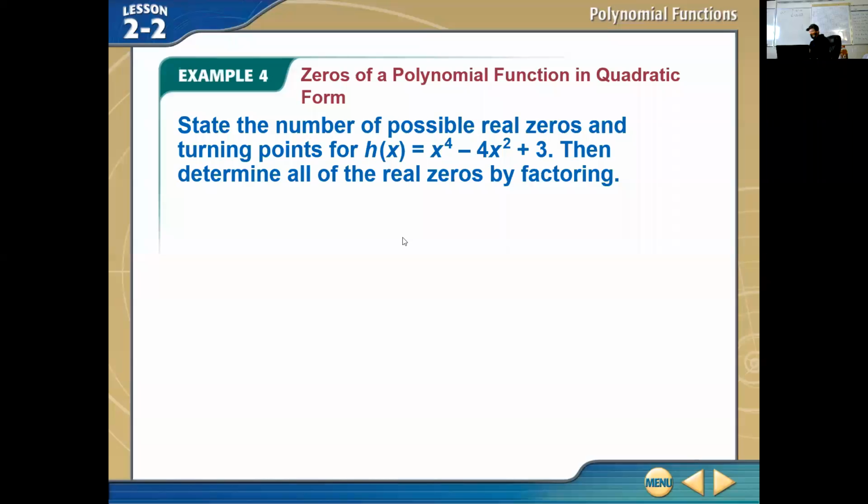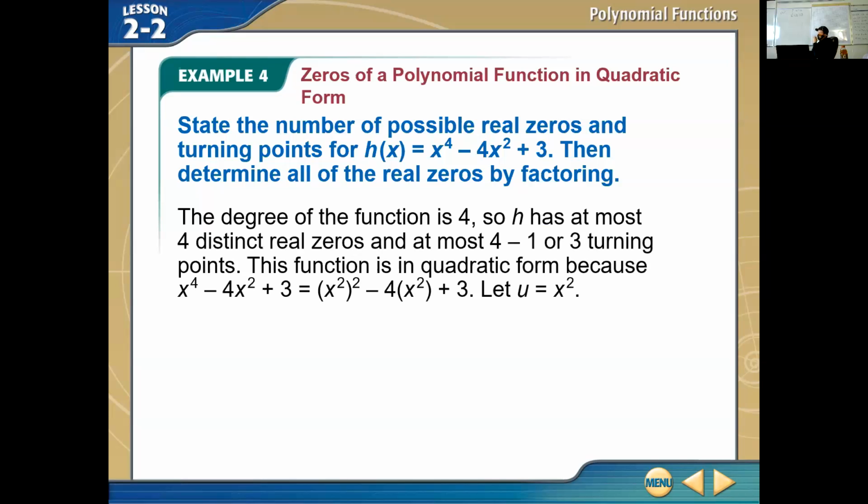So here's the next one. I'm going to let the book walk you through this because I'm running out of time again. So state the number of possible real zeros and turning points for h of x, which is equal to x to the fourth minus 4x squared plus 3. So highest exponent is 4. That means we can have 4 possible real zeros. That means we could have 3 possible turning points. Okay, h has at most 4 distinct zeros and 3 turning points.